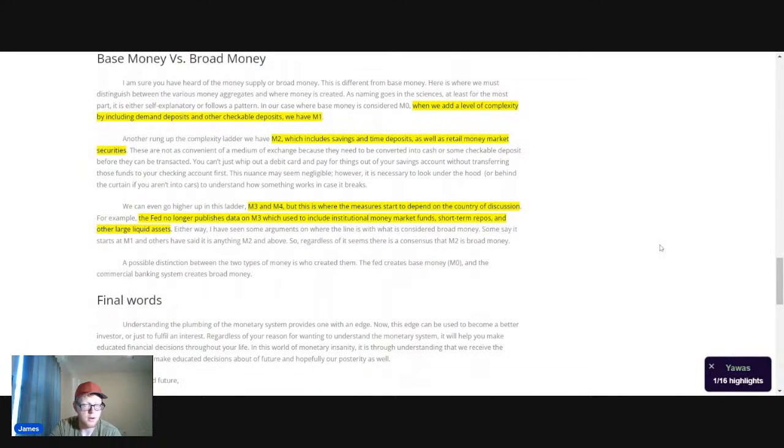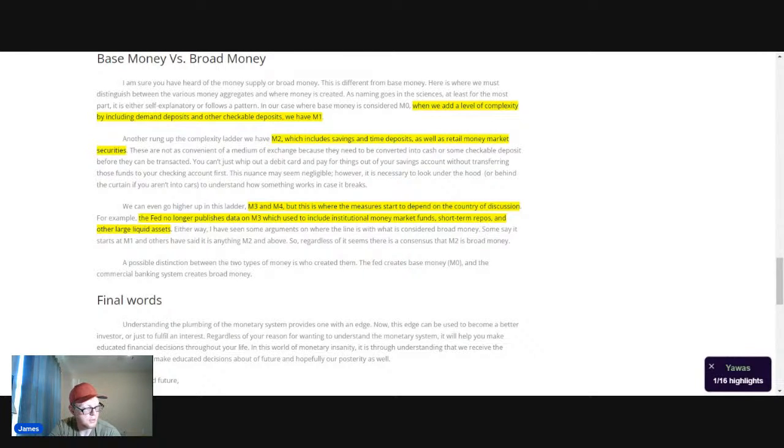This is where it gets a lot more nuanced, with M3 and M4, which really depend on which country you're talking about, and where they change definitions depending on how far they go. We used to have an M3 in the United States, but the Fed stopped publishing the data on that, which basically included institutional money market funds, short-term repos, and other large liquid assets. So we're talking about the institutional money that was in cash and cash equivalents, like short-term repos.